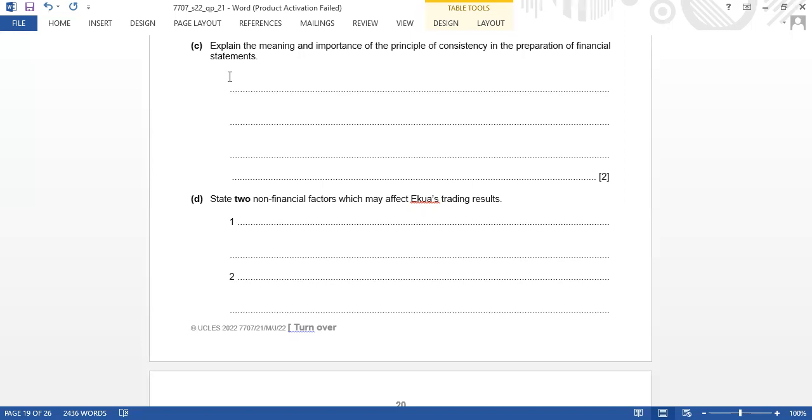Importance is accurate comparison can be made from year to year. Accurate comparison can be made within the industry averages and with the competitors. The profit for the year might not be distorted. D part is state two non-financial factors which may affect Equa's trading results. Goodwill can affect trading results. Location of the business, government decisions, competitors' action can affect Equa's trading results.